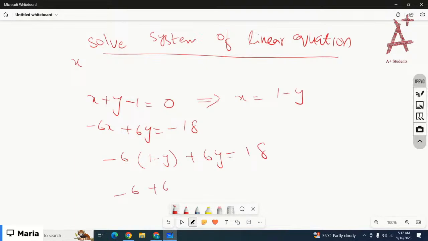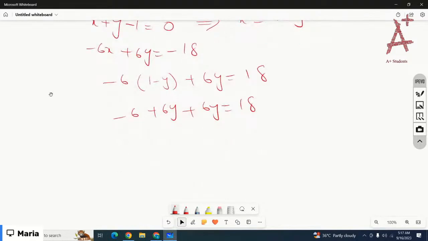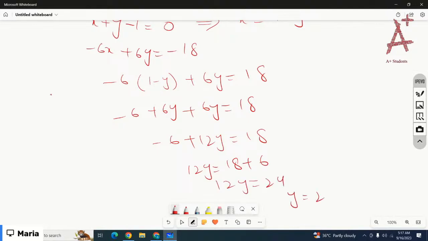It would be negative 6 plus 6y plus 6y equals 18, right? So negative 6 plus 12y equals 18. Move negative 6 to the other side, so it would be 12y equals 18 plus 6. 12y equals 24 and y equals 2. So we are done with the value of one variable.